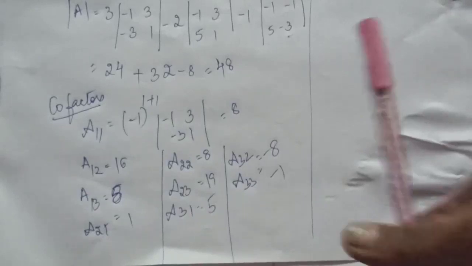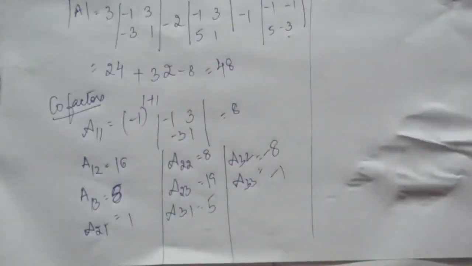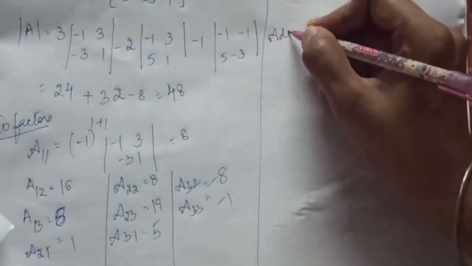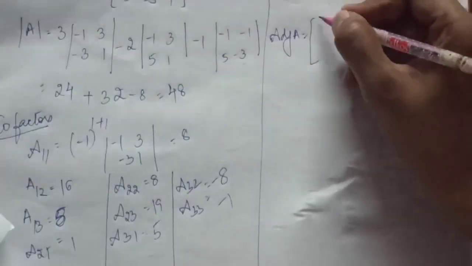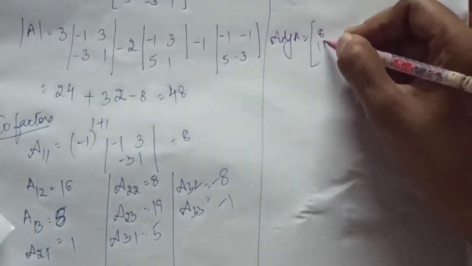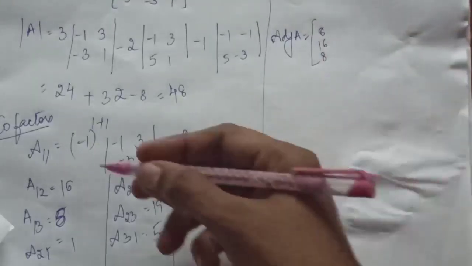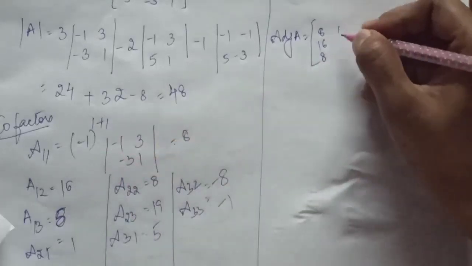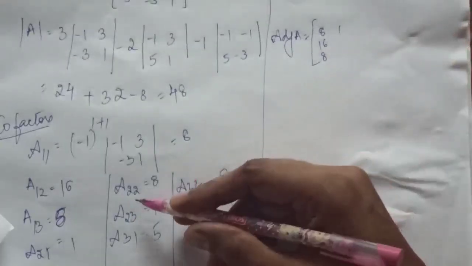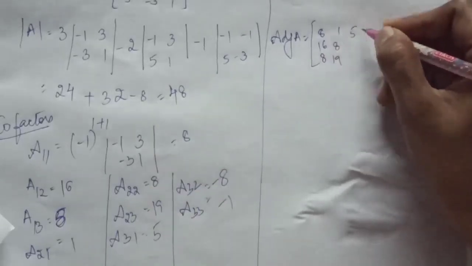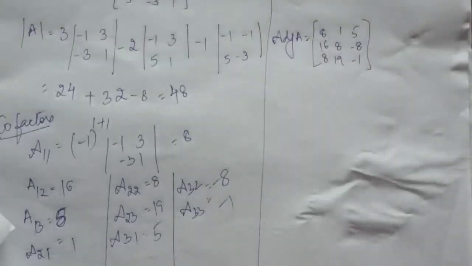You can keep this as the cofactor matrix, and then from the cofactor matrix you will be calculating the adjoint. So how the adjoint will be, we will show the adjoint now. I am just writing it directly column wise, that will become my adjoint of A. Eight, 16 and 8. So ultimately it will be my adjoint only, right? Then it is 1, 8, 19, 5, minus 8, minus 1. So it is adjoint of A.